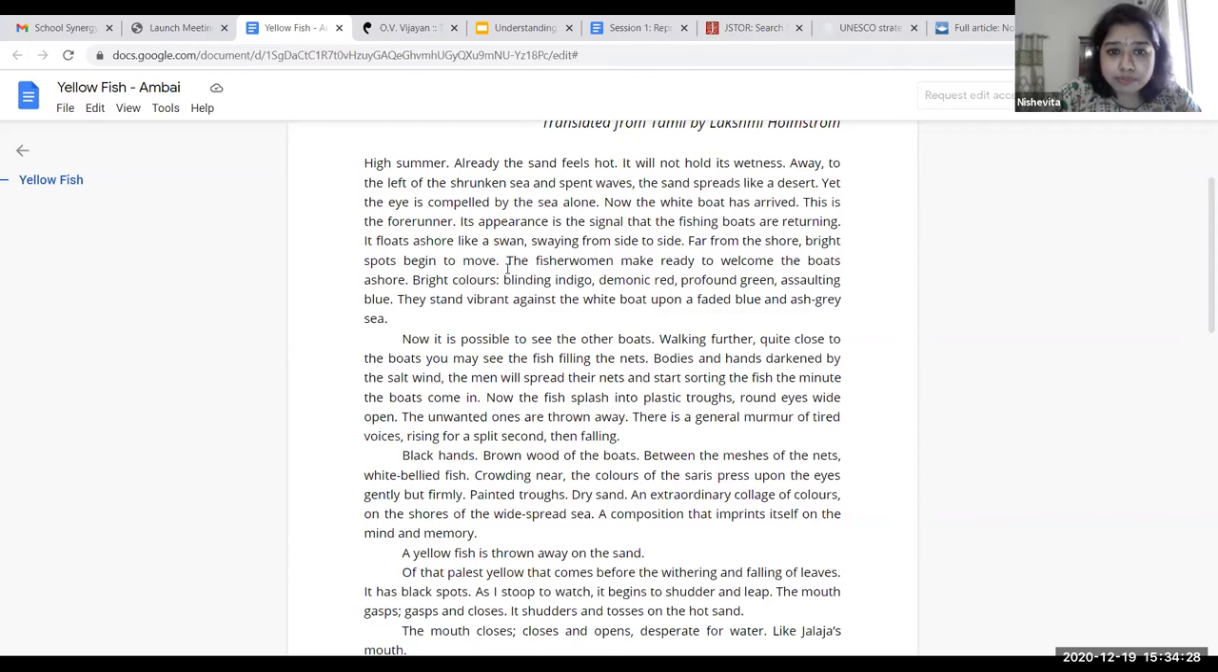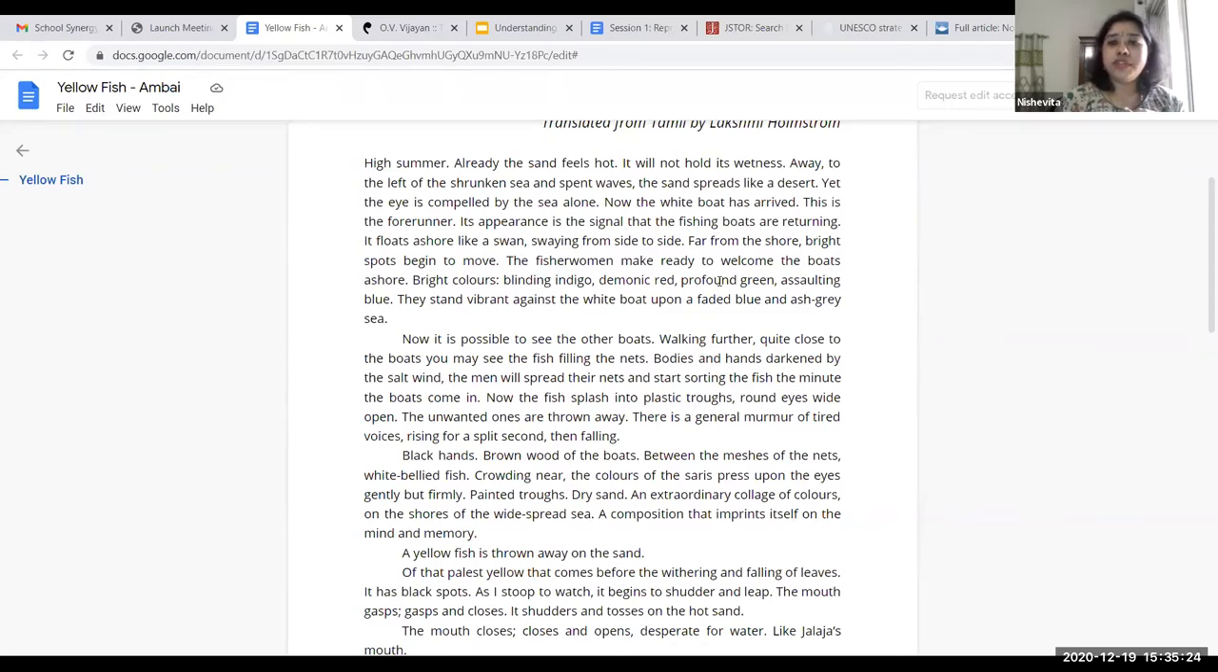And then if you look at the fisherwomen, they're talking about bright colors: blinding indigo, demonic red, profound green, assaulting blue. There is almost a choice of words, and every word that has been chosen for the story has been thought through. The colors are something that hit you in the eye. There is a vividness even in the way the whole description happens. You can almost paint this scene and imagine it in your mind. There is that level of imagism. There is definitely symbolism, but there's also description at the level of colors. Let's go back to that first question of grammar and structure. Is there any grammatically correct sentence in: bright colors, blinding indigo, demonic red, profound green, assaulting blue?